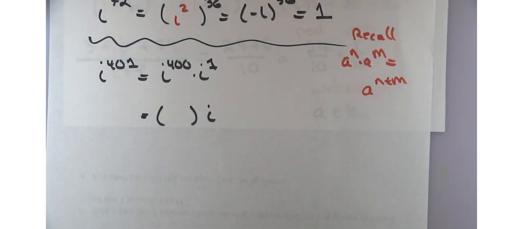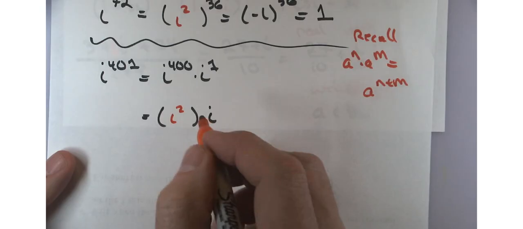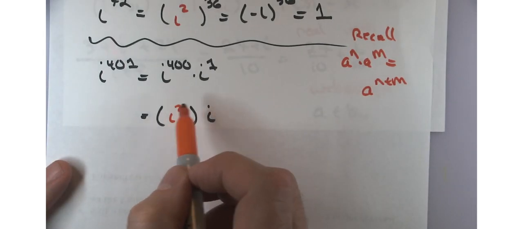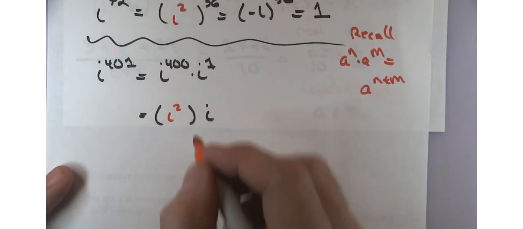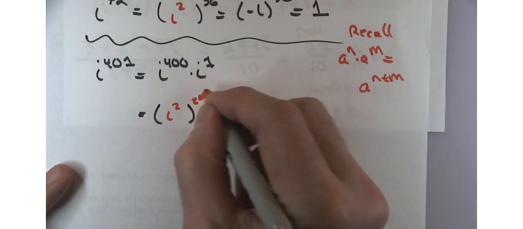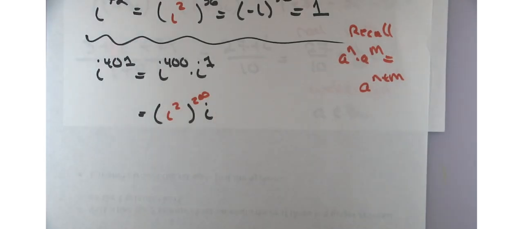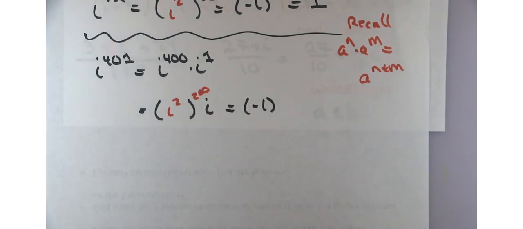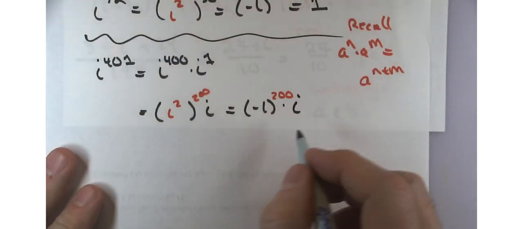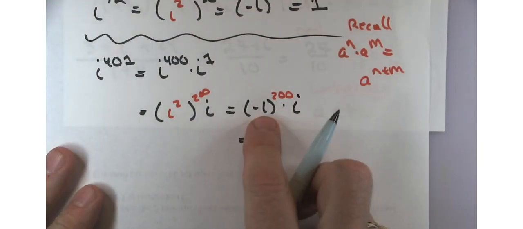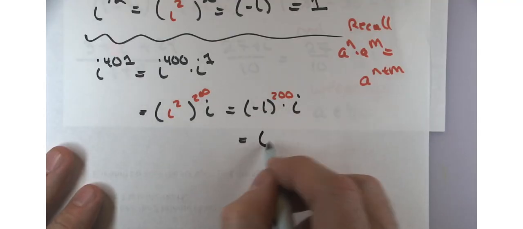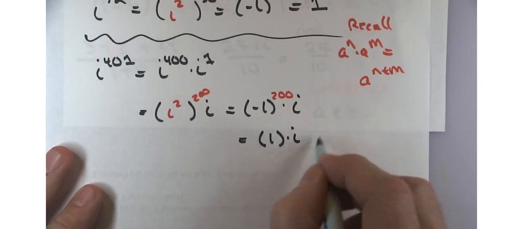I'm going to put my i squared here in the middle as before. What power is going to be outside here? What times 2 is going to give me 400? 200. And that's going to become negative 1 to the 200th power times i, which is going to be what? What's negative 1 to the 200th power? 1 times i, or just i.